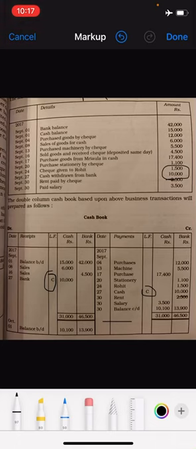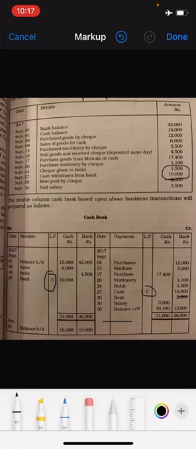Just remember this. Here you are writing bank on the debit side, and the amount is written under cash. So when you write bank, the amount has to be written under cash, and when you enter the word cash, the amount has to be written under bank. This is the contra entry.